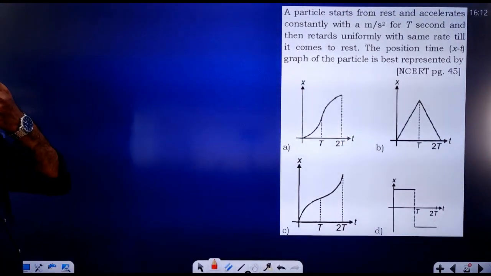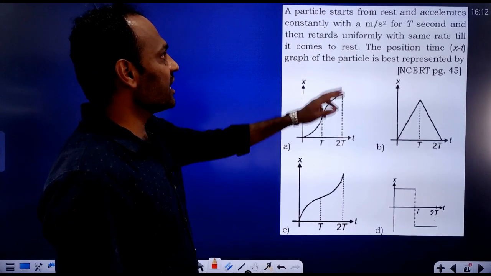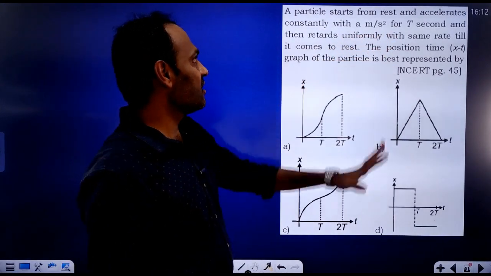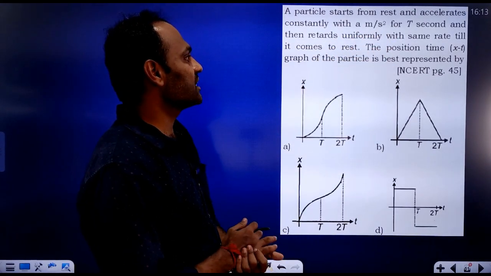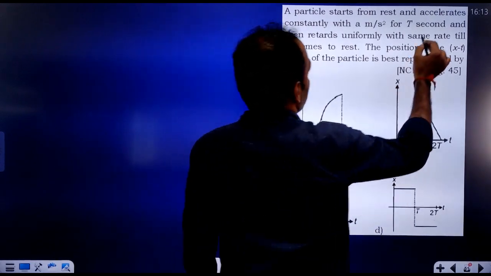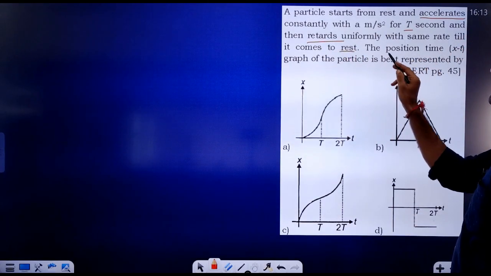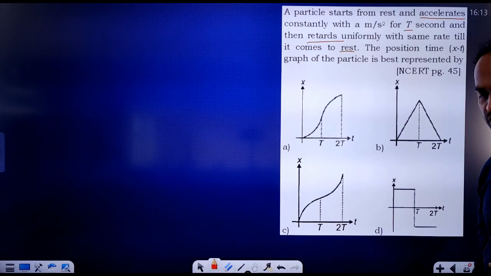See here, what they're asking is, a particle starts from rest and accelerates constantly with a meter per second square for t second, and then retards uniformly at the same rate till it comes to rest. First it has accelerated up till the time t, and then it has retarded until it comes to rest. The position time graph.